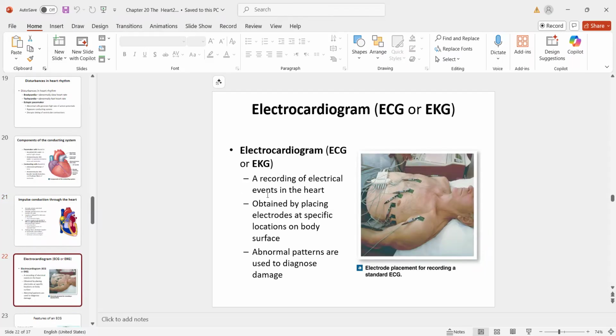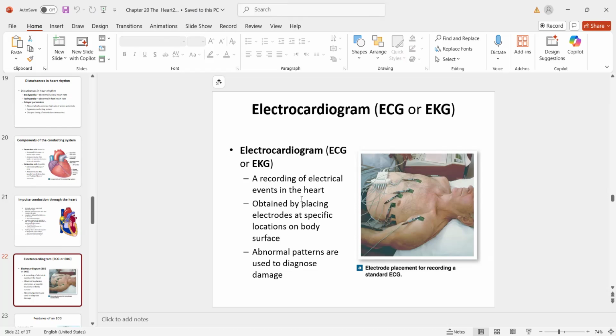The electrical events in the heart are powerful enough to be detected by electrodes on the body. A procedure known as electrocardiography can monitor the electrical events of the conducting system. A recording of these events is an electrocardiogram, also called ECG or EKG.